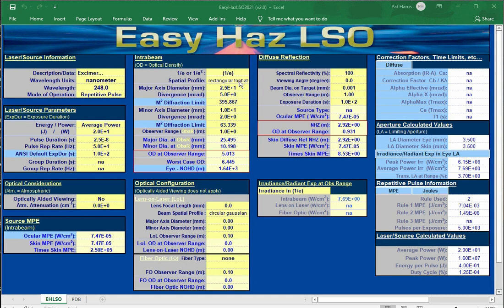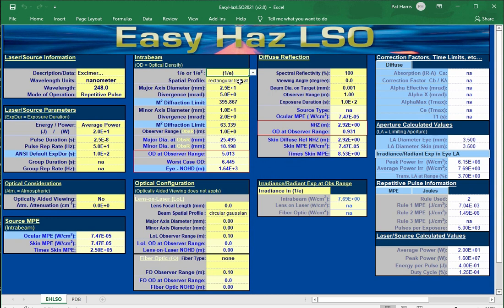Now, the reason we're running 1/e instead of 1/e squared was to make a point that when you're dealing with a top hat beam, there's no difference between the 1/e and 1/e squared diameter. Okay, so it makes no difference. Here, we can take a look at that. Just watch the NOHD right here. It's 1640 meters. We will switch to 1/e squared, and you'll notice there is no difference in any of the outputs. So no difference in the diameter for a top hat beam when you're looking at 1/e or 1/e squared. It doesn't matter which one it is.